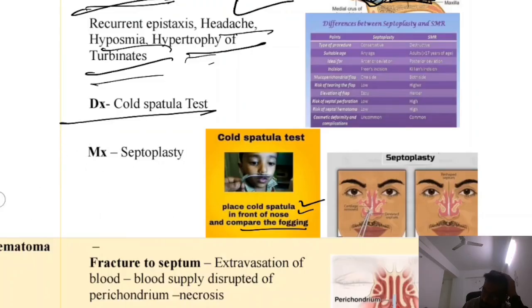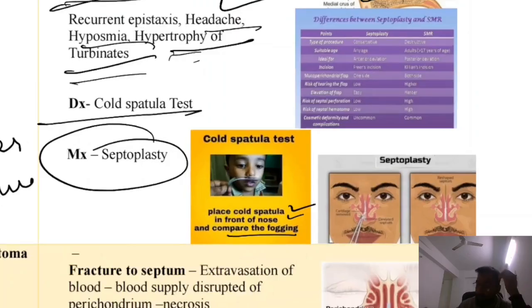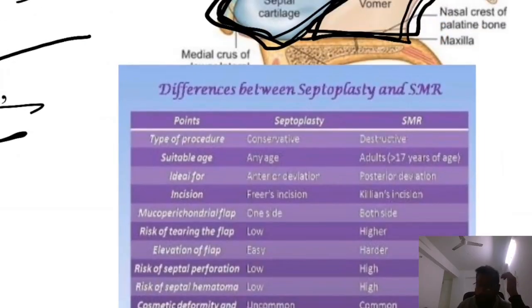Now management. Management is by septoplasty or submucosal resection. This is septoplasty, a conservative procedure. Submucosal resection was used earlier, and it is a destructive procedure.